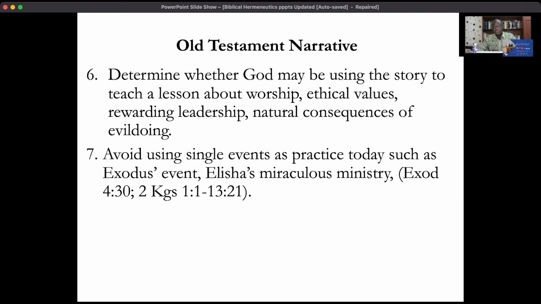Avoid using single events as practice today, such as the Exodus event or Elisha's miraculous ministry. Because Elisha performed a miracle, or Moses performed a miracle by turning a rod into a snake, you should not use narrative to repeat the same miraculous events. Narrative text is not intended to set a guide on how we should relate to God. In other words, because Moses did this, I can also do the same. I can go to a king or chief in my area and say, well, I have a rod here and I want to turn it into a snake. There's no need for such a banter, because you are not Moses, and that's the whole point.